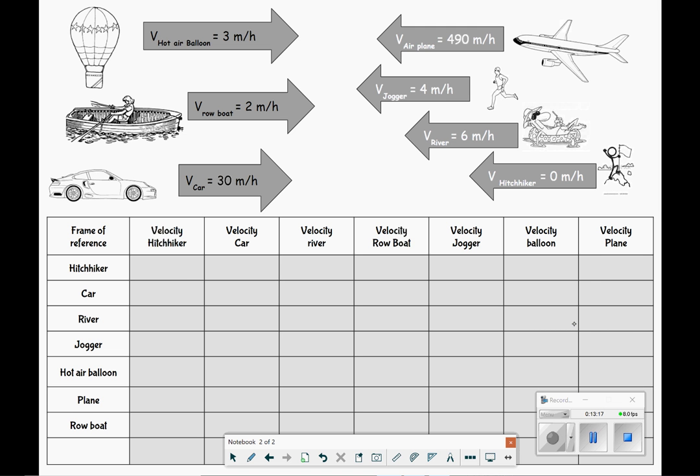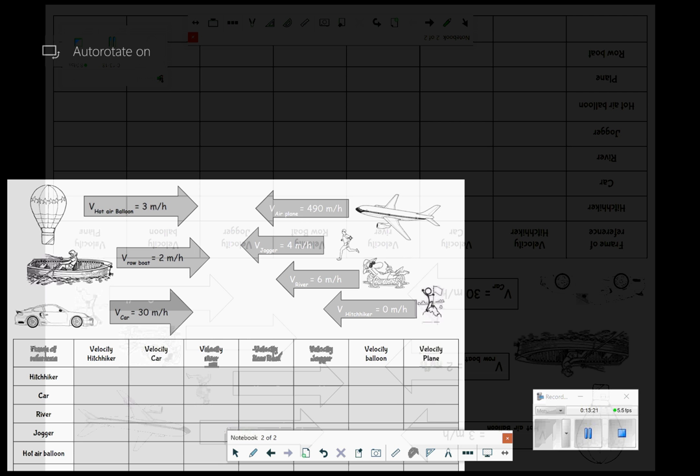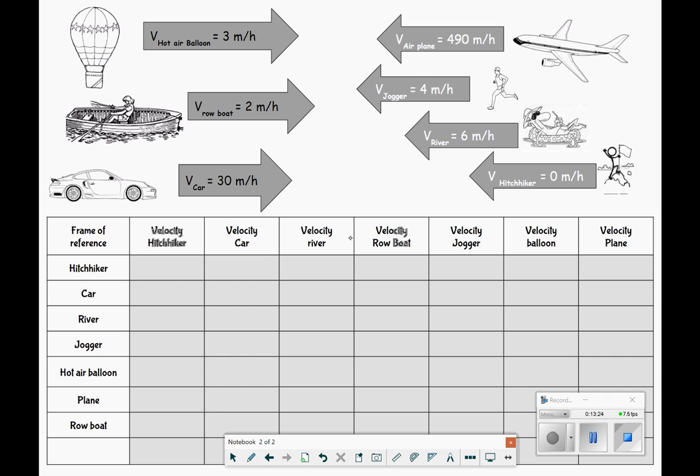All right, so I'm going to take my keyboard off here so hopefully I can write this correctly for you. All right, so the objects are these, okay? We have 1, 2, 3, 4, 5, 6 objects.